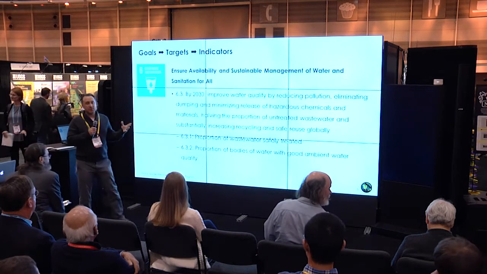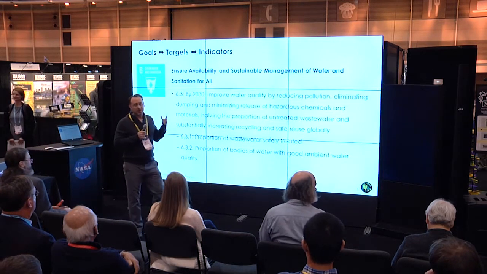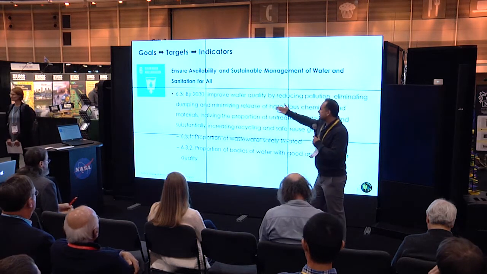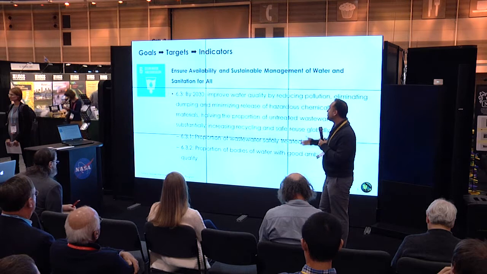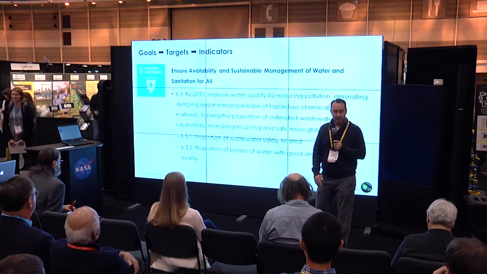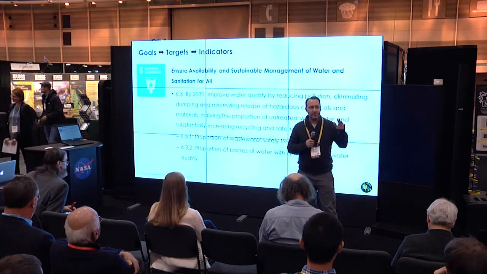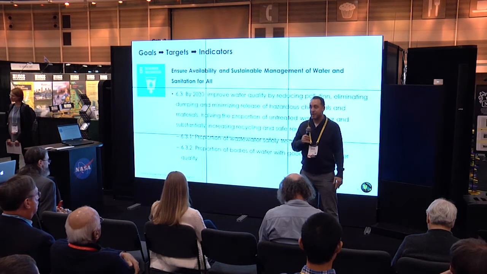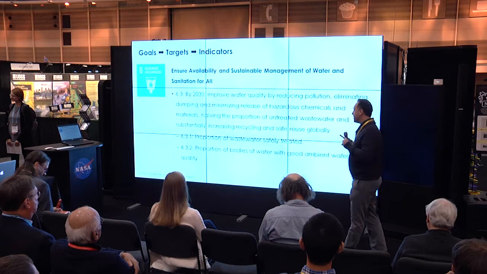In order to achieve a goal, you got to have something to aim for. That would be our target. So each goal has a target. As you see right here, goal 6 has a target of 6.3, which is to improve water quality by reducing pollution. Now, in order to achieve a target, or to know if you're going to hit your target, we need something we can measure, and that's where Earth observations can come in.